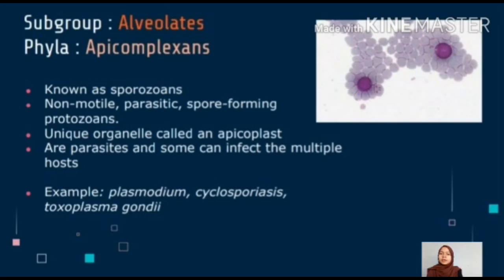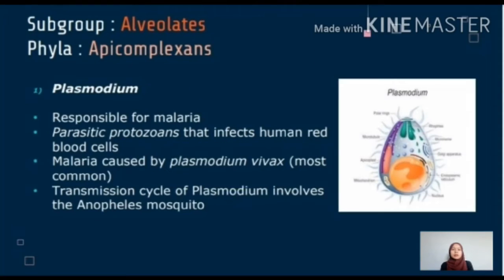Apicomplexans are parasites of animals, and some can infect multiple hosts. Examples of apicomplexans are Plasmodium, Cyclospora, and Toxoplasma gondii. Now we move to Plasmodium. Plasmodium is responsible for malaria. Plasmodium is a parasitic protozoan that infects human red blood cells.